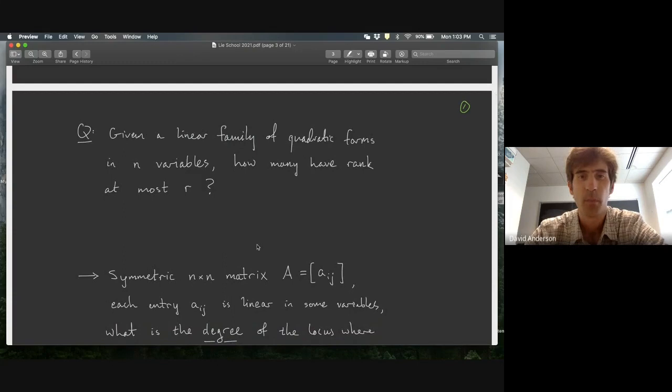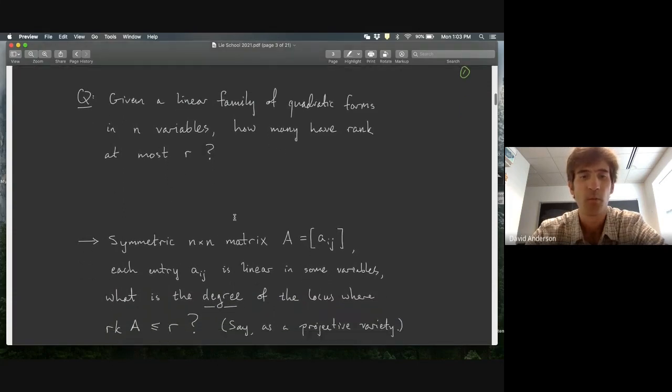And well, another way of phrasing this question is, what is the degree of the locus where the rank of this matrix is at most r? So where r is some number between, say, 0 and n. Okay, this is just a rephrasing of this question. This is maybe how we would think of it now. And the original question is how people might have thought about 150 years ago.